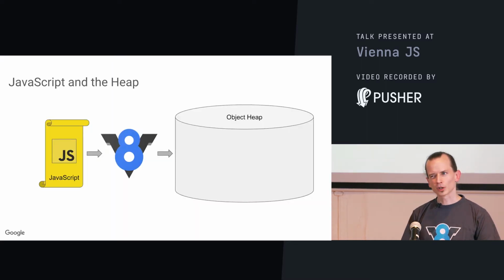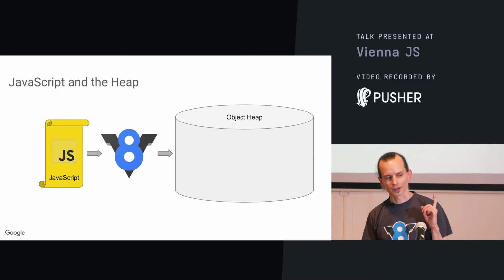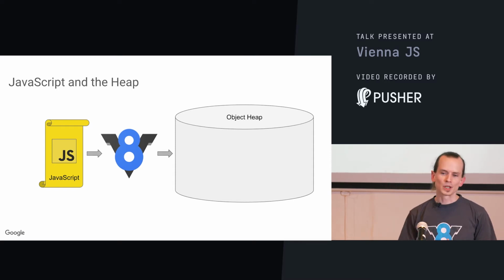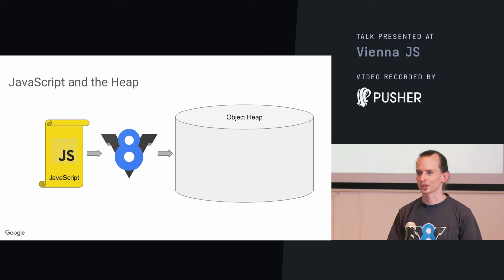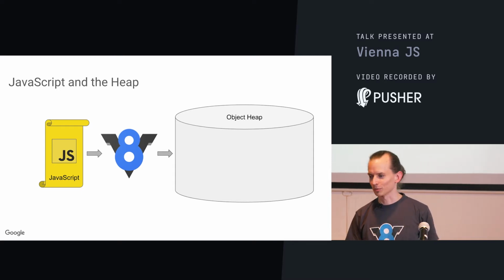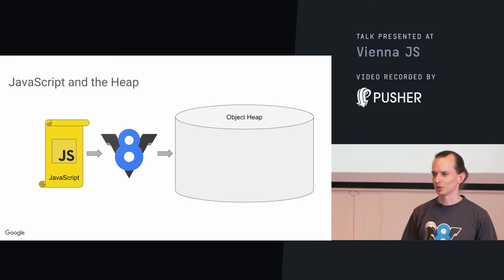So before we talk about generators, we need to talk about JavaScript and the heap. And when I say the heap, I mean basically our garbage collected heap. Before I worked on Turbofan, I actually worked for years on the garbage collector. So whenever I can throw some slides about objects and the object heap in there, I will do that.